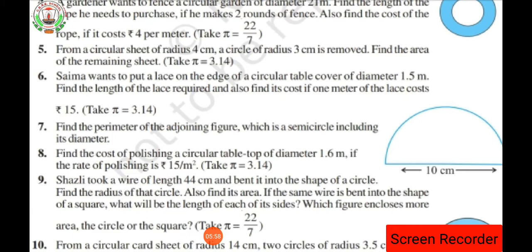Perimeter of a circle is equal to circumference of a circle. Remember that. The word perimeter itself means a circumference value. So here we have to find the circumference of a circle, and after finding it, we have to add the diameter. Why are we going to add the diameter over here? Because in this question it is said that the semicircle includes its diameter, that's why we add it. Clear? So in this video we are going to see questions 1 to 7.